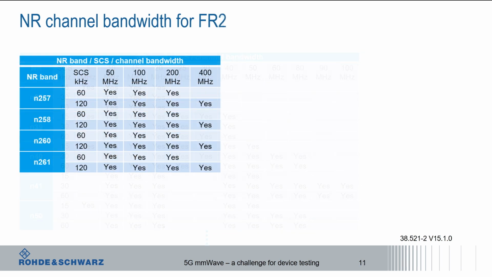And that is also true for FR2. In FR2, you can go up to 400 megahertz, as I said. That applies to all the bands, but 60 kilohertz subcarrier spacing is only possible up to 200 megahertz wide carriers. So if you want to go to these really, really high bandwidth carriers with 400 megahertz, that automatically means 120 kilohertz subcarrier spacing. Which leads us over to frequency range 2.